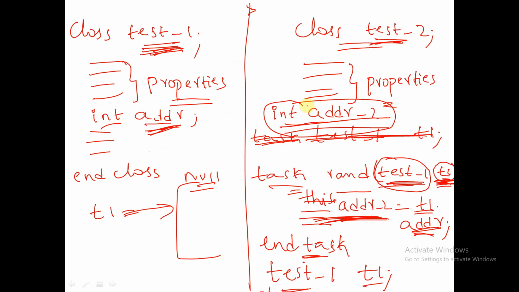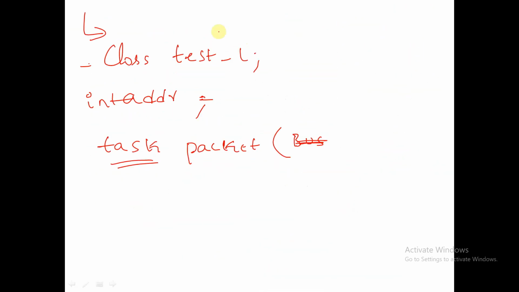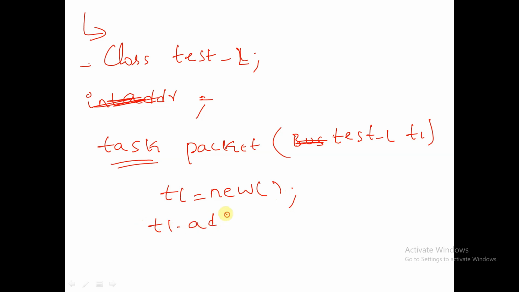Let's take this previous example only. So this is the test_2 class, and it is expecting the handle test_1 t1. In this, we are creating the object t1 is equal to new, and t1.addr is equal to 50, end task.